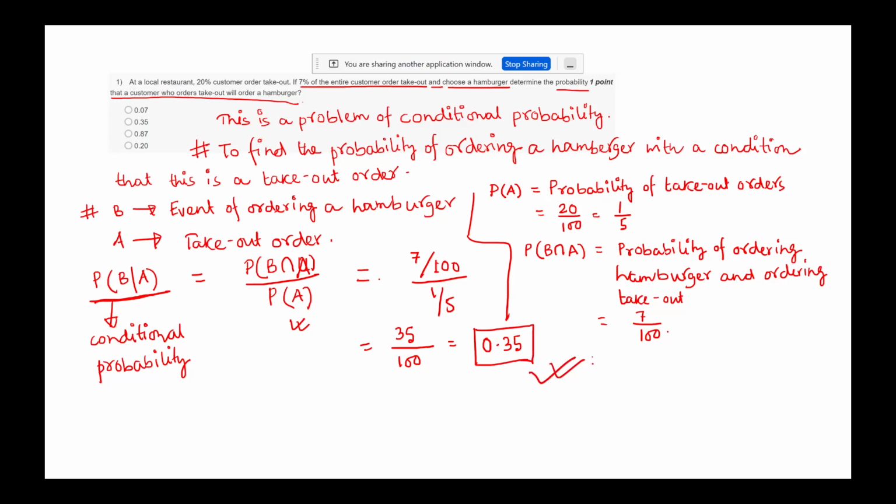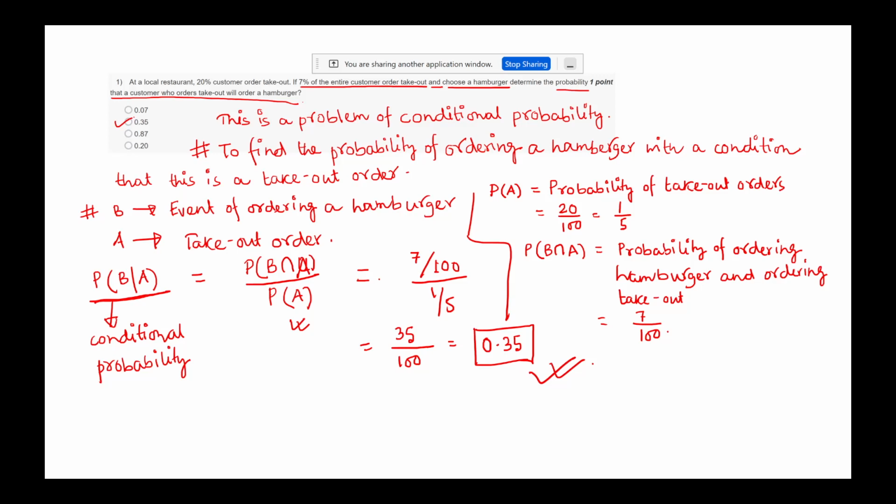So this is the answer. So the right answer is this. Okay. So in this kind of problem, the first important thing is to find which probability is being asked to find.